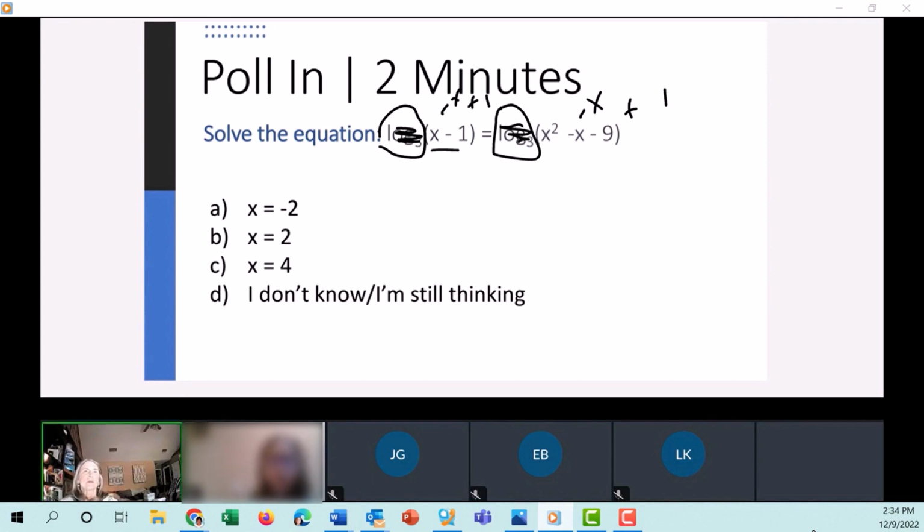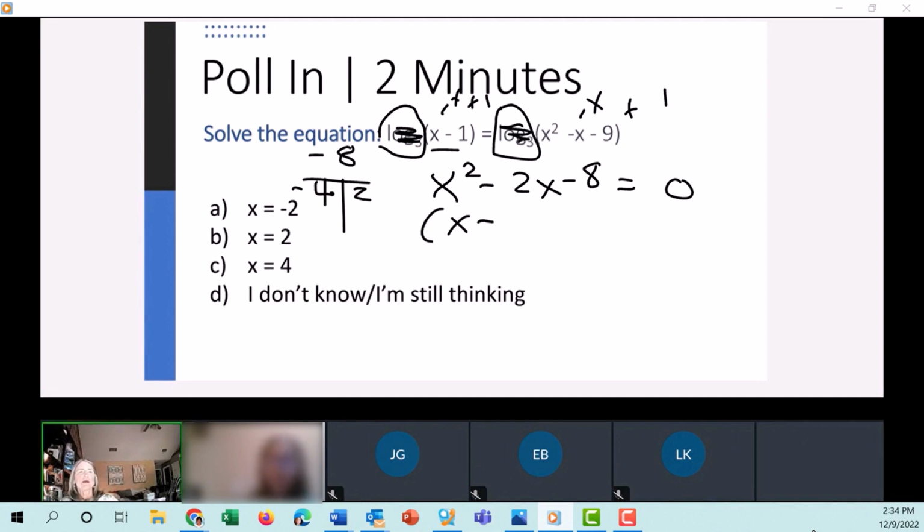All right, over on the side, we've got 0. And on this side, we have x squared minus 2x. And then negative 9 plus 1 is negative 8. So again, we're going to factor that. What are the two factors that multiply to give you negative 8, but add to give you negative 2? I think that's going to be a negative 4 and a positive 2. So put that into these two binomial factors. x minus 4 and x plus 2 equals 0.